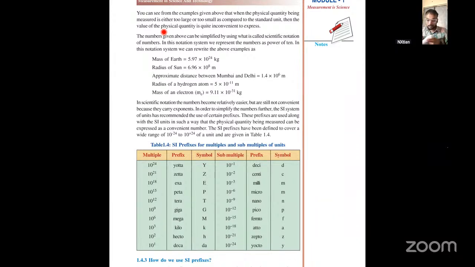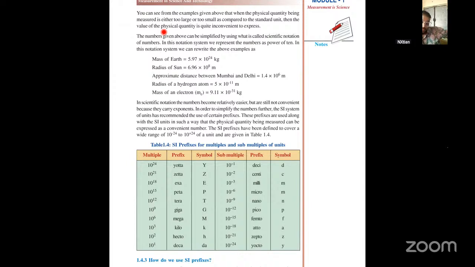Radius of the sun 6.96 into 10 to the power of 8 meters. Approximate distance between Mumbai and Delhi 1.4 into 10 to the power of 6 meters. Radius of a hydrogen atom 5 into 10 to the power of minus 11 meters. Mass of an electron.